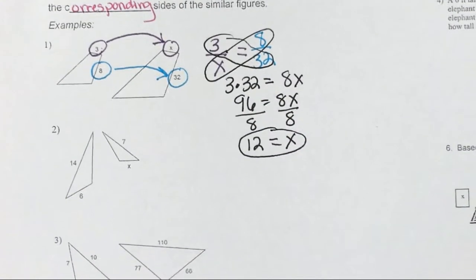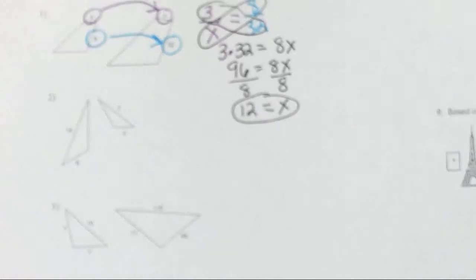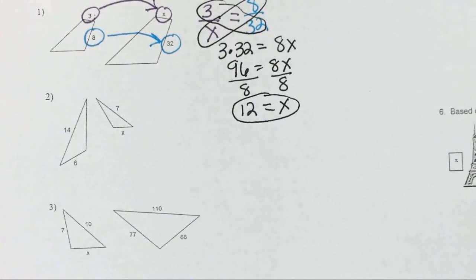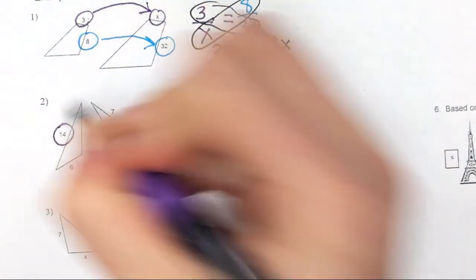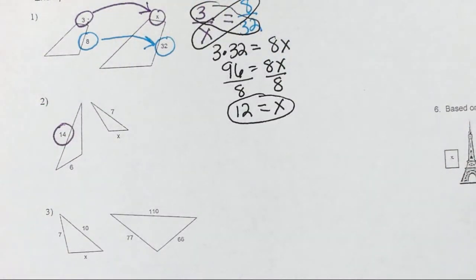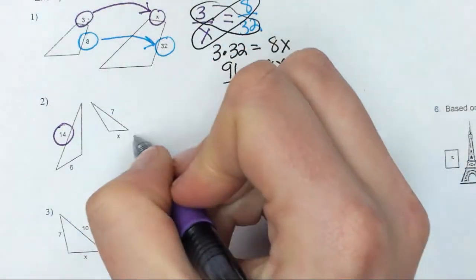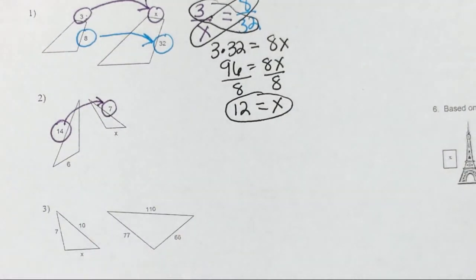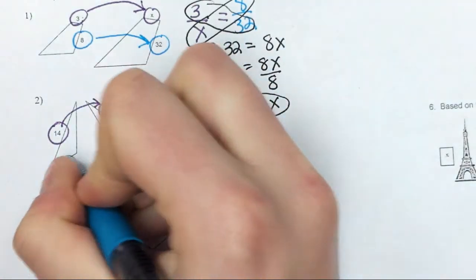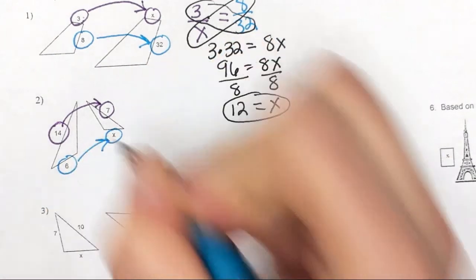All right, example number 2. This was a little bit trickier because our triangle had been reflected. It's been flipped over. So for me, the easiest thing to do first is to pick out the longest side. So the longest side of this triangle is the 14. And then I would need to match it with the longest side of the other triangle. The longest side of this triangle right here is a 7. So my 14 is going to match up with the 7. And then I can match up the other side. Here, the 6 is going to match up with the x.